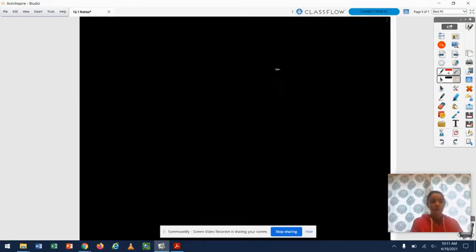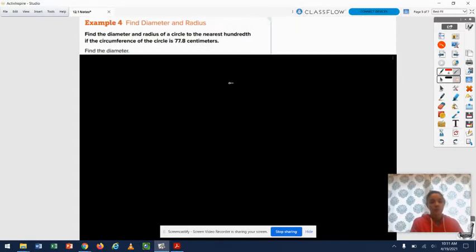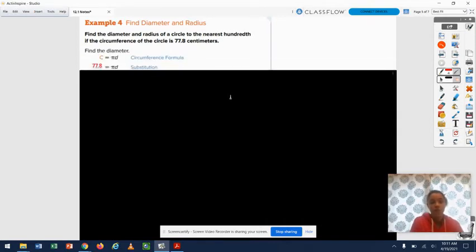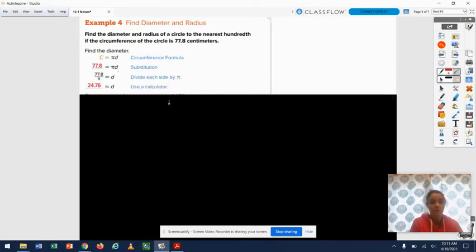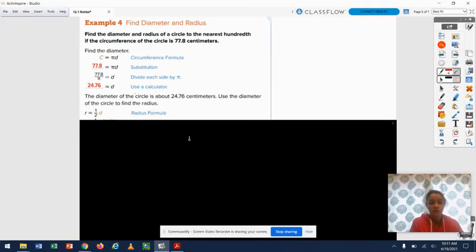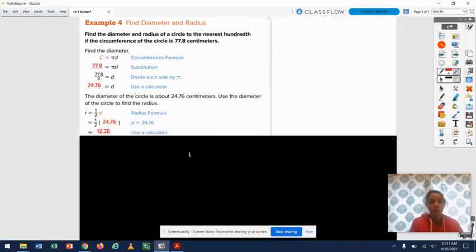On this next question, they are saying find the diameter and radius if they are giving you the circumference. So the circumference is 77.8. So now I would put that in the C spot. So I would have 77.8 equals pi times diameter. To find the diameter, I would just divide by pi. So when I type that in my calculator, I would get 24.76. Then if I need to find the radius, I just take that, since it's the diameter, and divide it by 2. So then I would get 12.38.